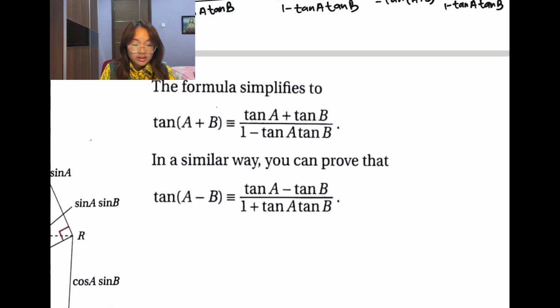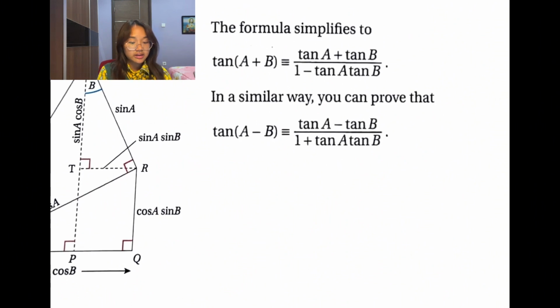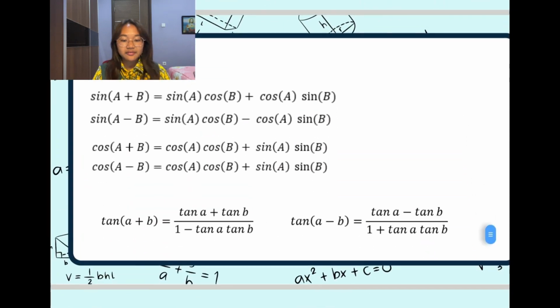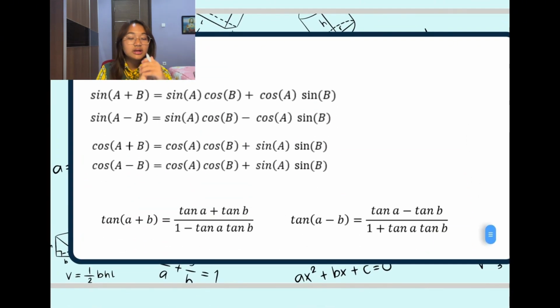Now, in a similar way, we can say that tan(A-B) is tan A minus tan B over 1 plus tan A tan B. Just like in the sin and cos rules, you can see that all we need to do is change the operation, from positive to negative, or from addition to subtraction. So basically what we have learned today is there are 6 properties of addition and subtraction.